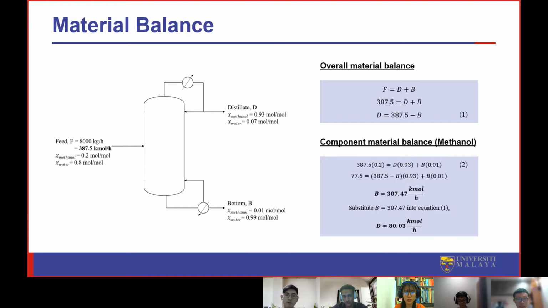From the overall material balance and component material balance, we obtain two simultaneous equations. Solving the equations, we will obtain D and B, distillate and bottom.